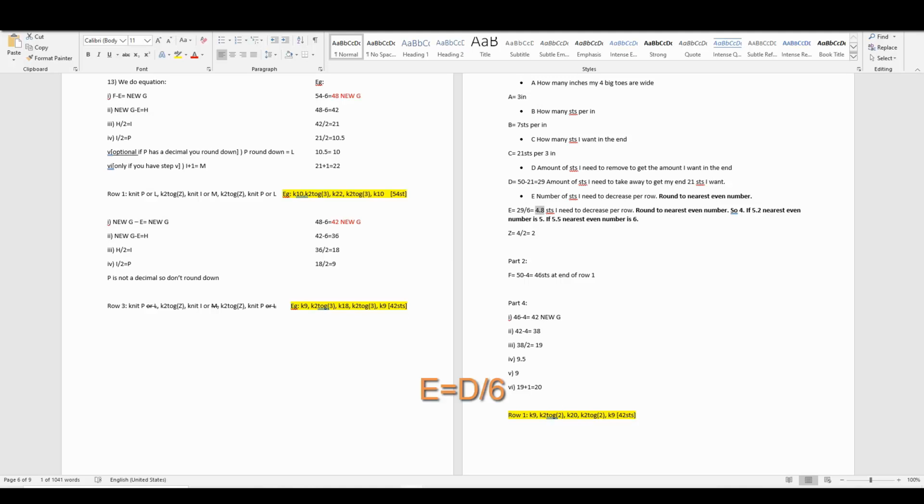Now, 4.8 is not an even number. Okay, 4.8 has a decimal. So we have to round up or round down to the nearest even number. So 4.8, the nearest even number is 4. Okay, not whole number. Whole number would be 5. Even number, 2, 4, 6, 8, 10. 4.8, the nearest even number is 4. E equals 4. We're going to use that number.